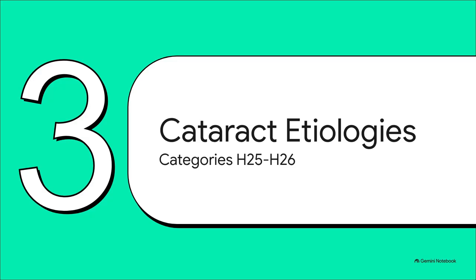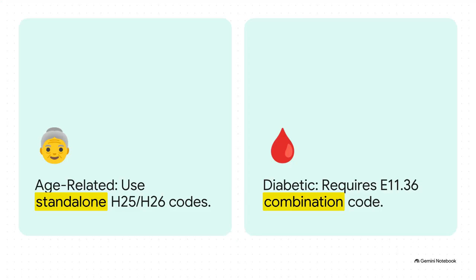Section 3, Cataract Laterality and Etiologies. Mastering categories H25 and H26. So, just like glaucoma, cataract rules strictly mandate that you specify laterality: right, left, or bilateral. But cataracts introduce another massive compliance hurdle, and that's etiology. You've really got to contrast the coding path for a standard age-related cataract against the super strict rules for a diabetic etiology. If a patient comes in with a standard age-related nuclear or cortical cataract, you just use your standalone H25 or H26 codes. No problem.